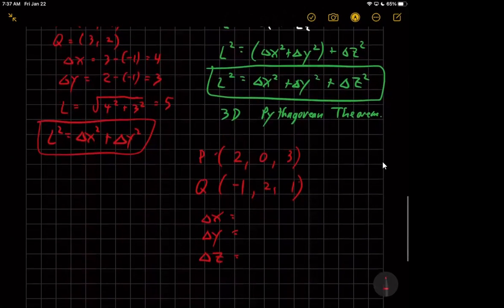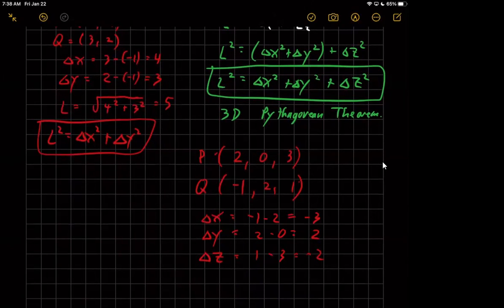So for x, if we start at P and go to Q, we always take Q minus P. So -1 minus 2, we go down 3 in the x direction. The value decreases by 3. In the y direction, we went from 0 to 2, so that's 2 minus 0. We went 2 units in the y direction to get from 0 to 2. And to get from 3 to 1, that's 1 minus 3. So that is -2 units in the z direction.